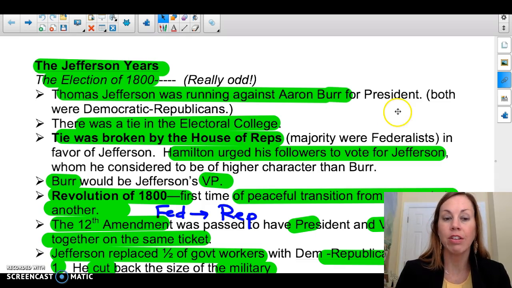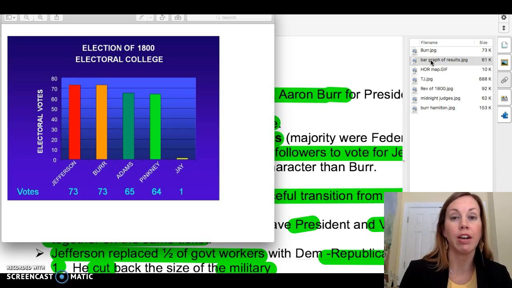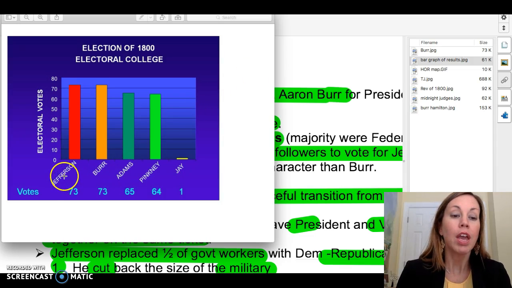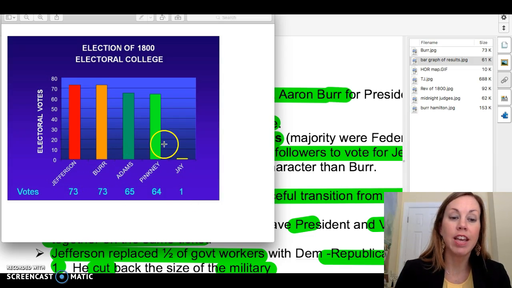So there's going to be a tie in the Electoral College. And if you know your civics, you should know that any tie in an election is broken by the House of Representatives by a vote by them. So if there's a tie in the Electoral College, the House will make the decision as to who the president will be. So you see here, Jefferson got 73 electoral votes. Burr got 73 electoral votes. Adams got 65, Pinckney got 64, and John Jay gets 1. So basically, these three are out, and it's up to the House of Representatives to decide should Jefferson be president or should Aaron Burr be president. Okay?